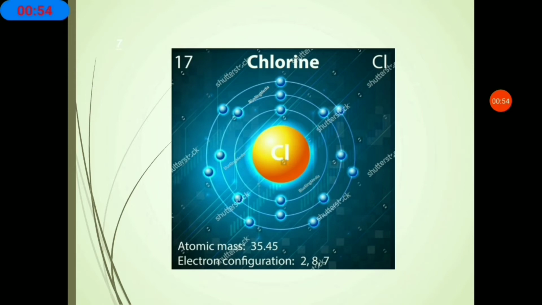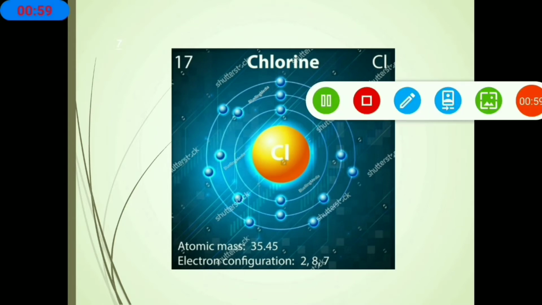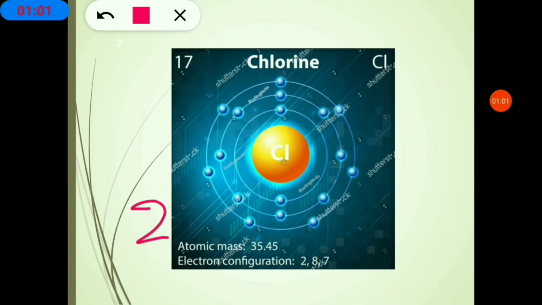So now sodium and chlorine both will do a patch up. How? See, sodium is 2, 8, 1, chlorine is 2, 8, 7. Clear? So what will the sodium do? Sodium will discuss with the chlorine: okay, I will donate you 1 electron.